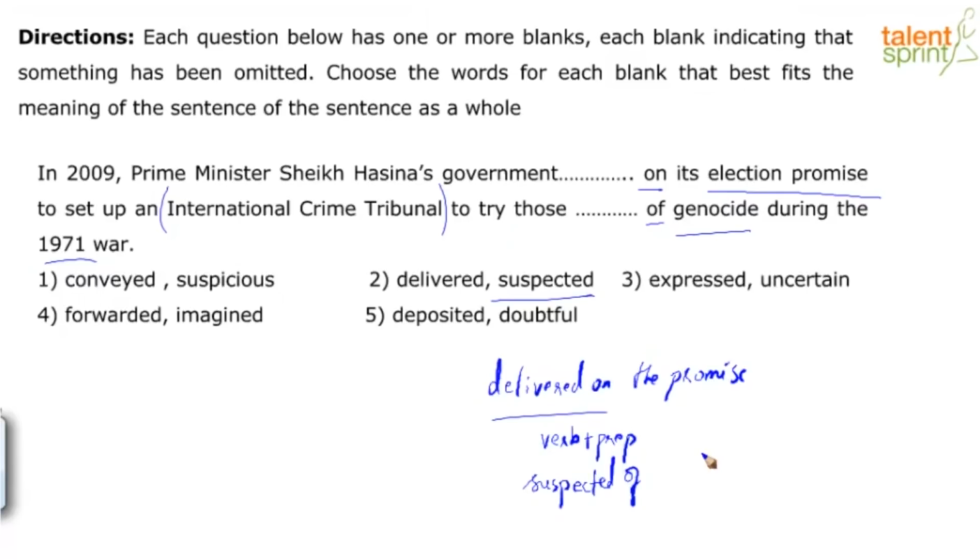Not imagined of, not doubtful of, not uncertain if. They are setting up this particular international crime tribunal to make sure they are able to nab the culprit who is responsible for the genocide during the 1971 war. So it definitely cannot be any option other than option 2. Expressed on, conveyed on, forwarded on, deposited on are incorrect collocations. Suspicious of, yes, but the first blank. Though for the second blank some of the words may align with the preposition "of," we still need the right word completing the meaning that the context requires, right? So the answer is option 2.